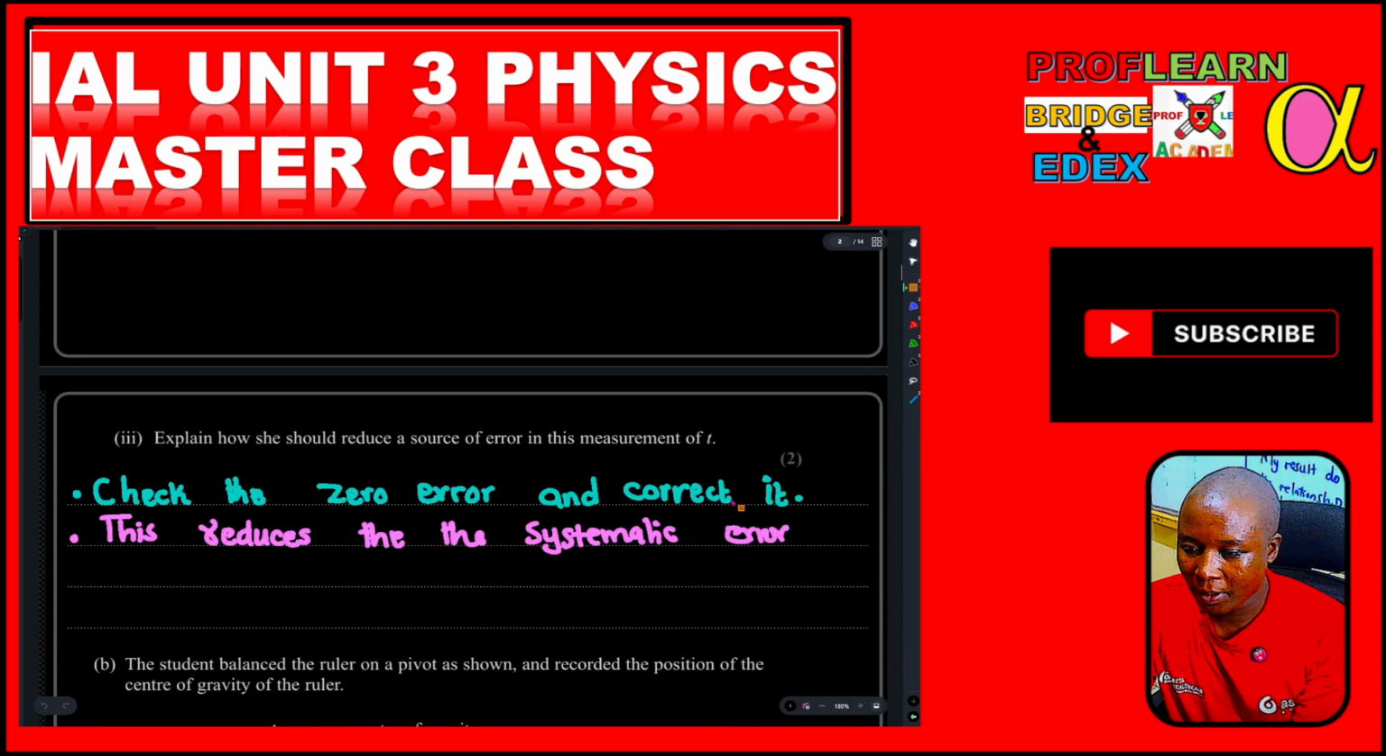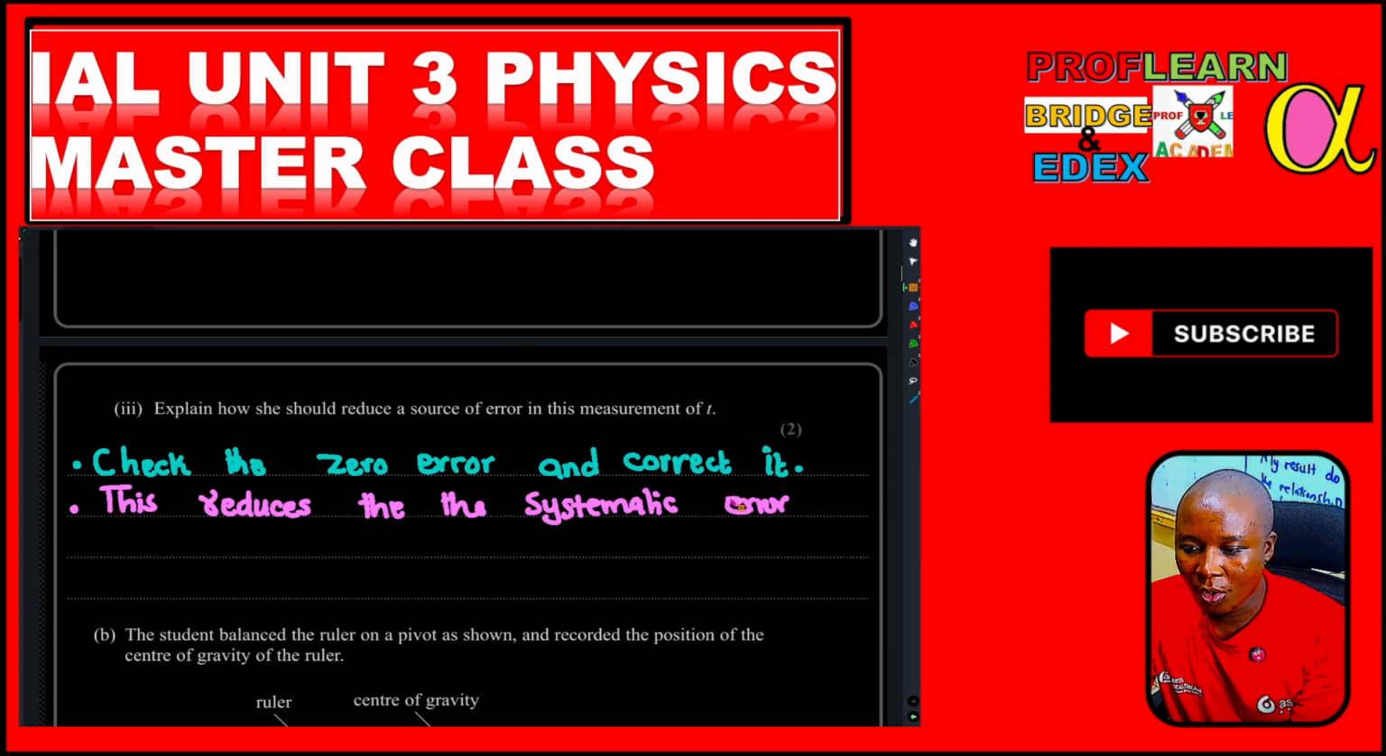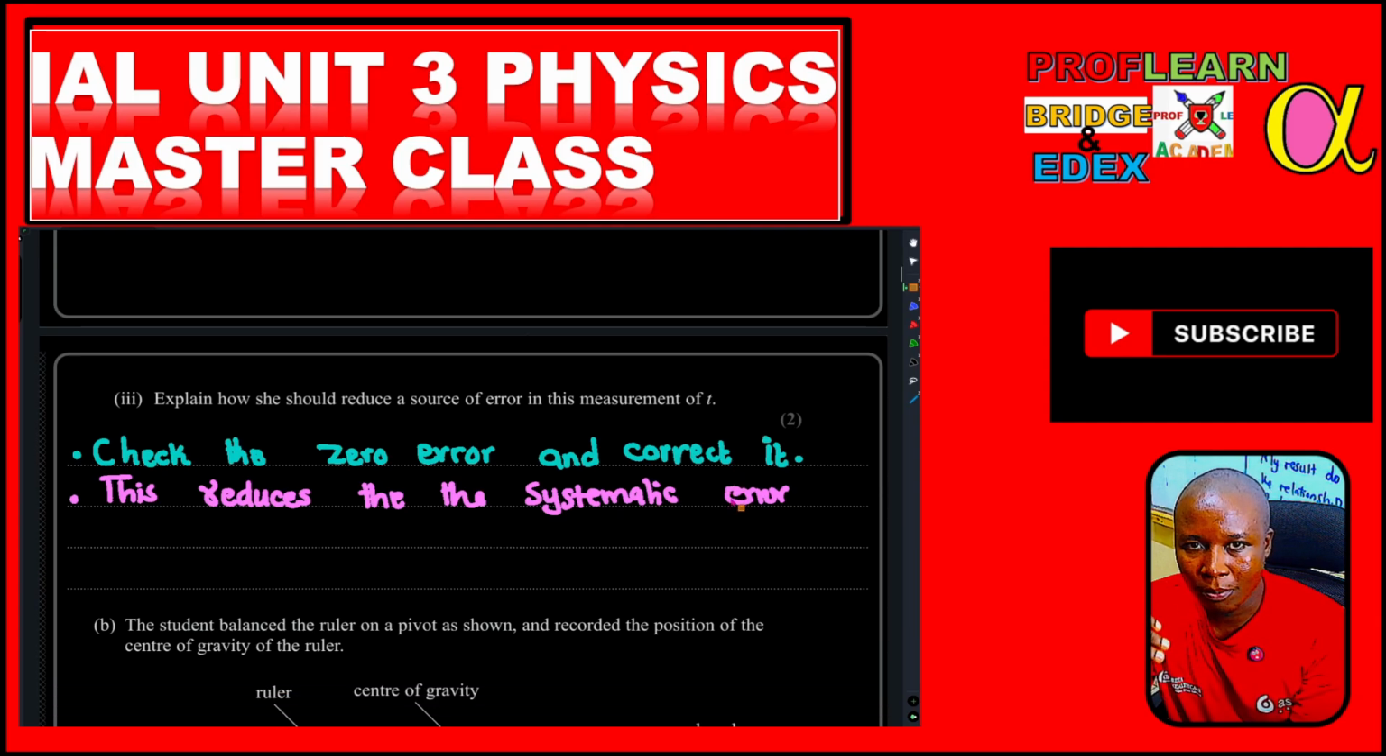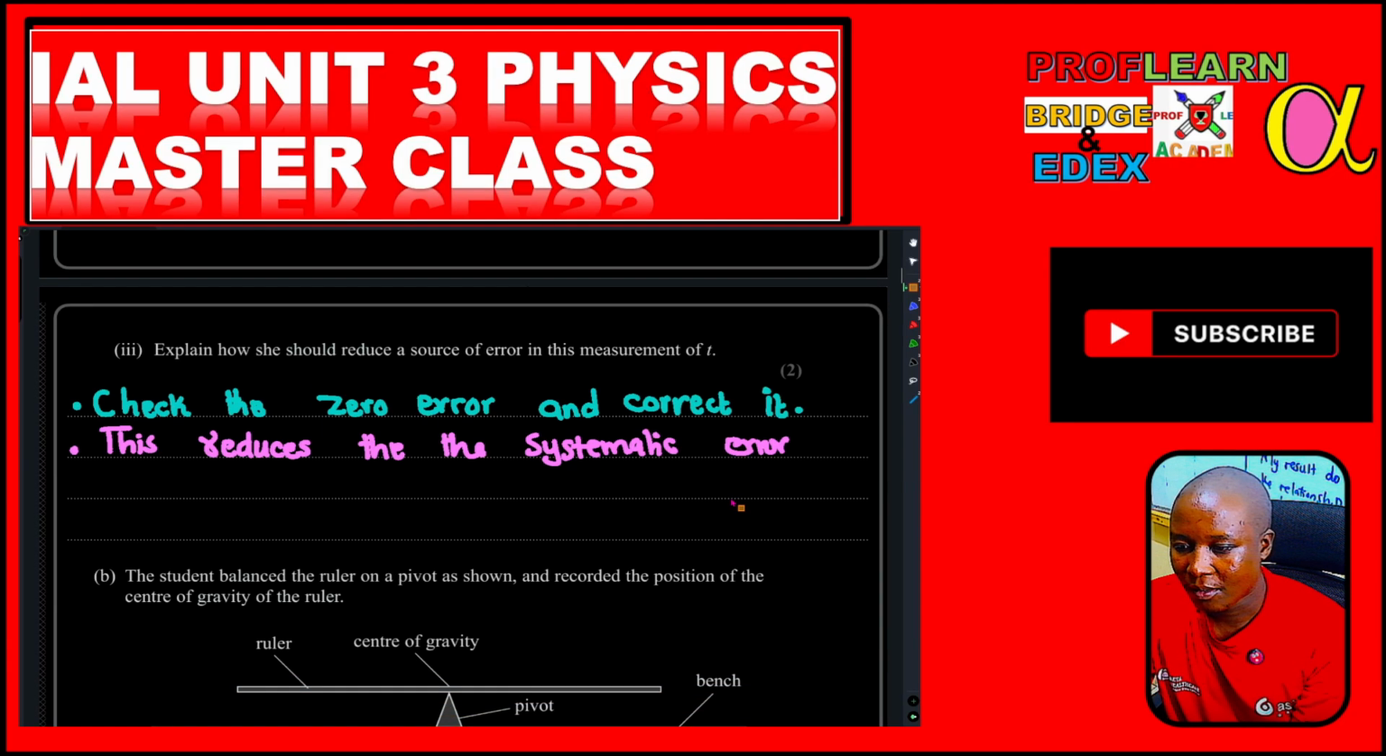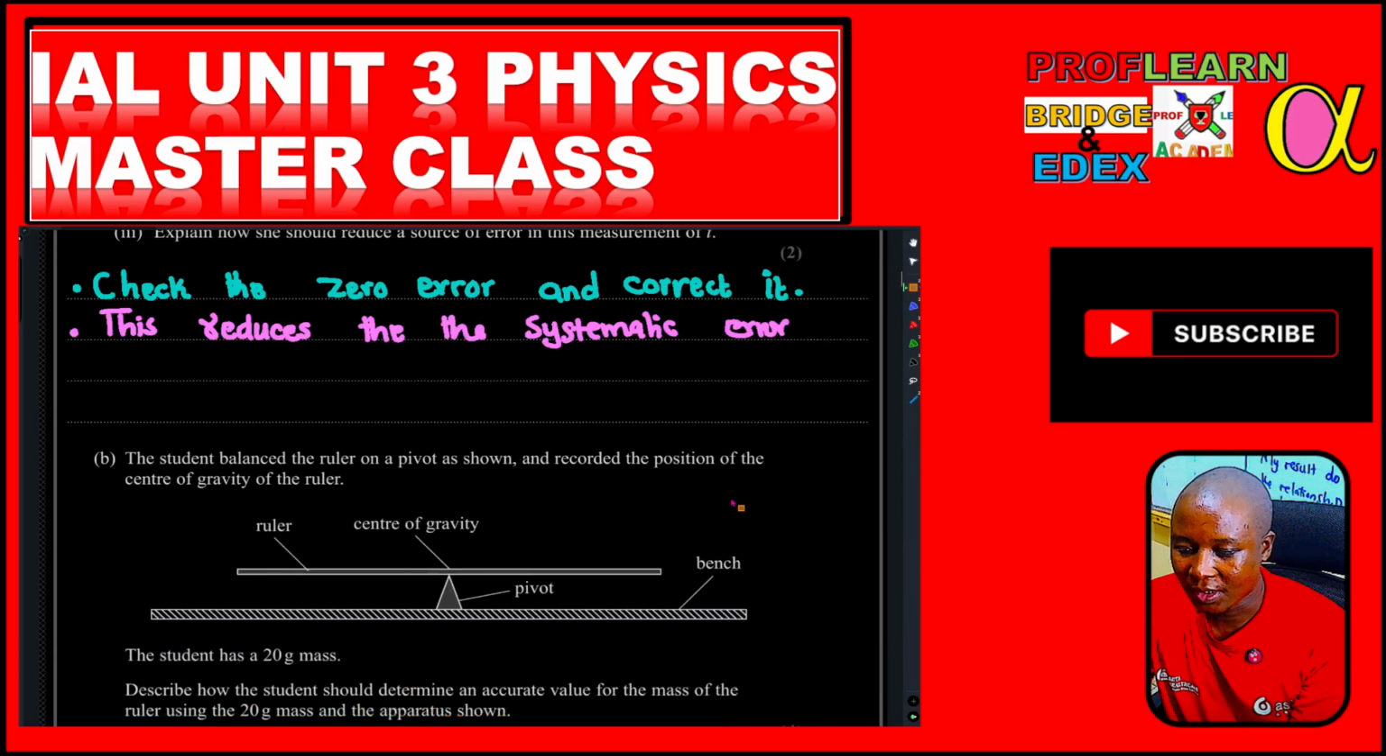Now we are told to explain how she should reduce the source of error in this measurement of T. We know that this instrument probably has 0 errors, so need to check the 0 error and reduce this 0 error by either adding or subtracting, and this usually reduces the systematic error. But also we have another type of error which is called random errors, which could be as a result of wrong readings. But 0 errors introduce systematic errors.